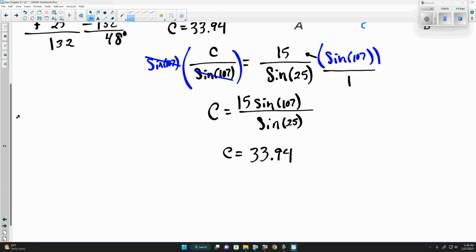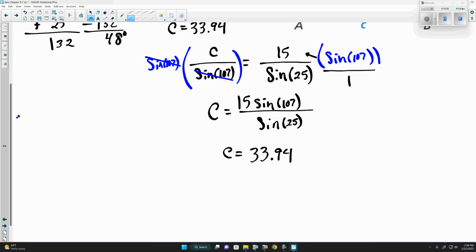Now, we need to find side length A, yes? We can use side length C to try to find A, but is side length C the exact value of that side? Well, is this 33.94 the exact value of C? No, it's an approximation. Do we have a side that is an exact value? 15. I like using it.